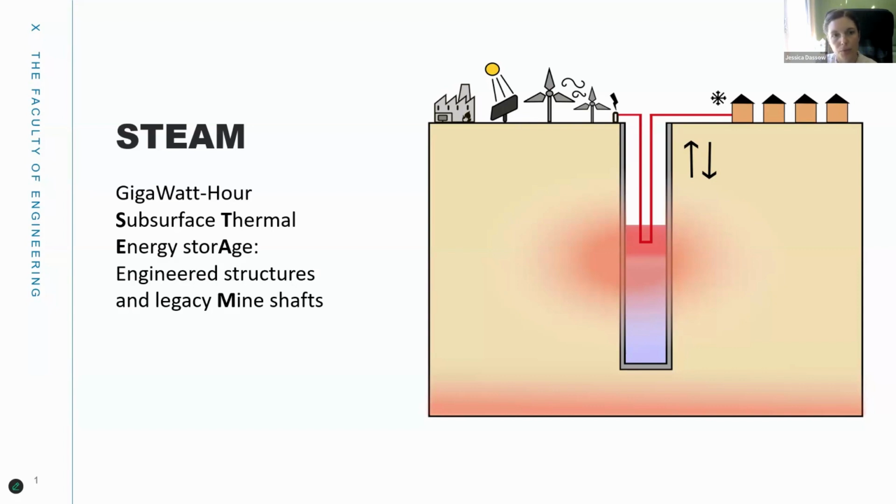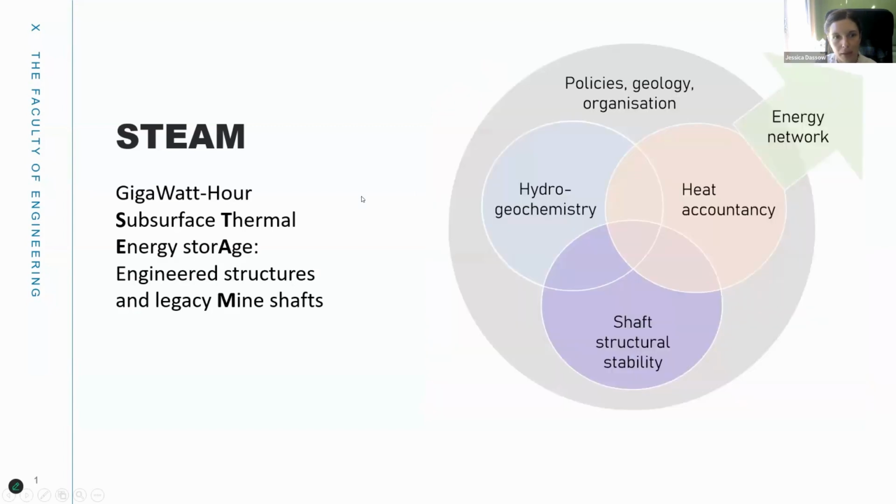The idea is to use a renewable energy source, such as from wind or waste burning, to heat up water in the mine shaft and extract it when necessary and integrate it into a district heating network, for example. The project has a large team and we all look at different parts, and I'm mainly based in the heat accountancy working on the fluid flow and the hydrothermal modeling.